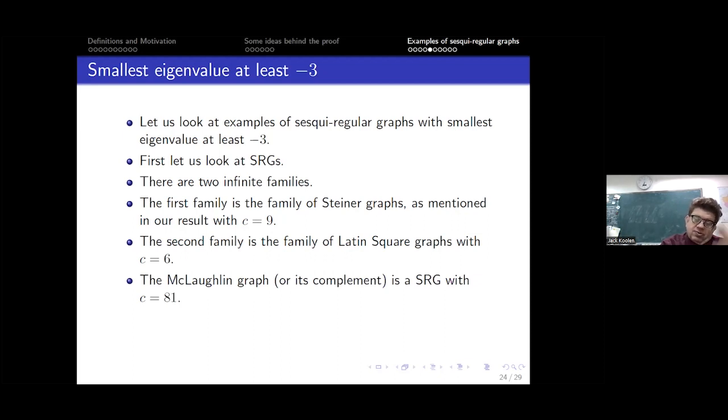And the McLaughlin graph is a strongly regular graph with c is 81. I already mentioned this. I always get confused: is it the McLaughlin graph or the complement of the McLaughlin graph? In some sense it makes no difference which graph you take as the McLaughlin graph, because the McLaughlin group acts rank 3 on this graph. That is why it's called the McLaughlin graph. In my opinion, they should both be called McLaughlin graphs, but okay.